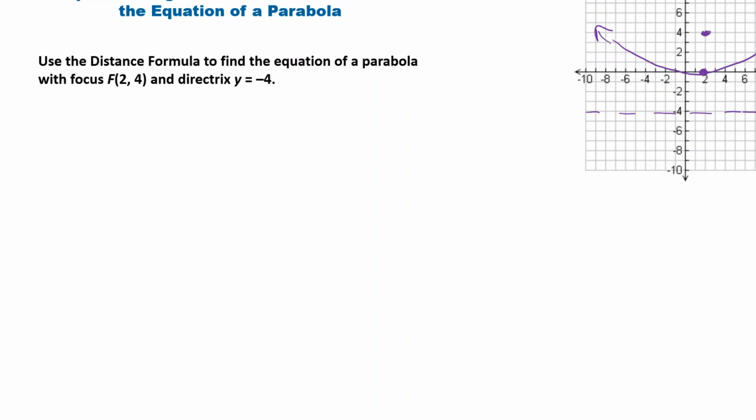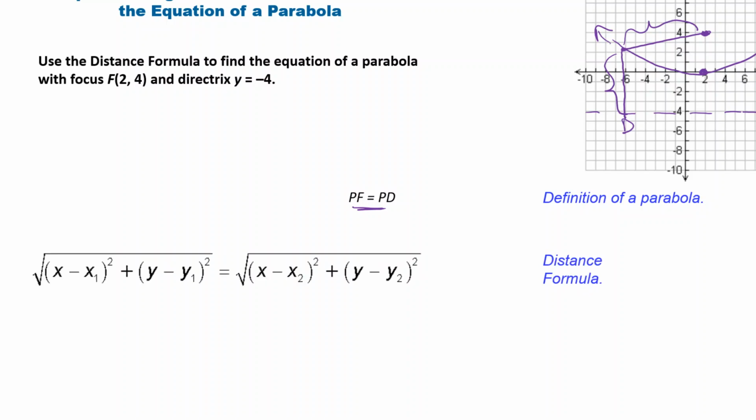Next, let's think about what the definition of the parabola is. The definition says that the distance from the focus to some point is going to be the exact same as the distance from that point to the directrix. So they're going to be equal to each other. Let's write the distance formula out. And here it is.